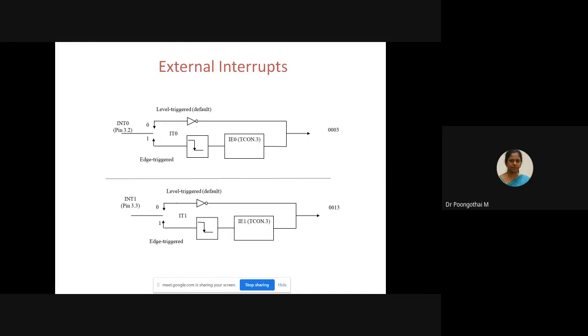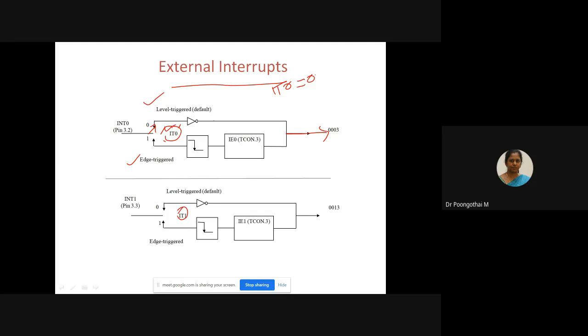So this is the internal block diagram of accepting external interrupts. So here IT0 and IT1. Edge triggering and level triggering can be selected by using IT0 and IT1. When IT0 is equal to 0, the signal is level triggered. Okay. So that signal is inverted and given to your 8051. Based on the interrupt signal, your 8051 will service the interrupt request.